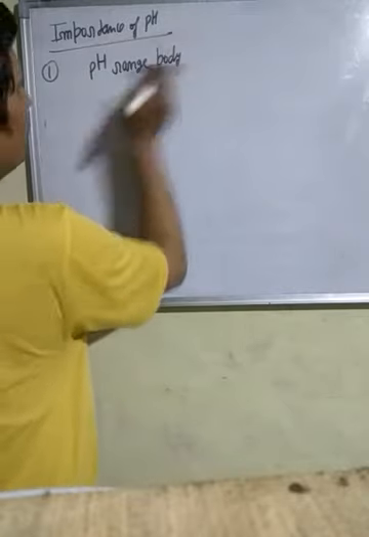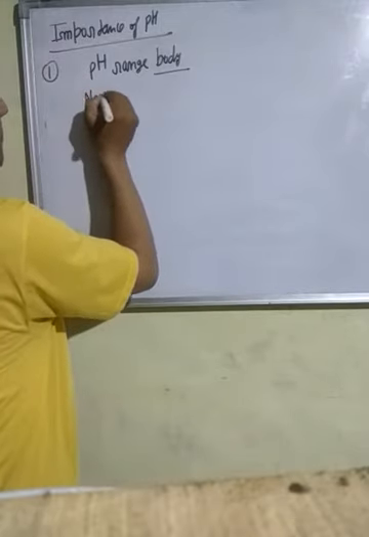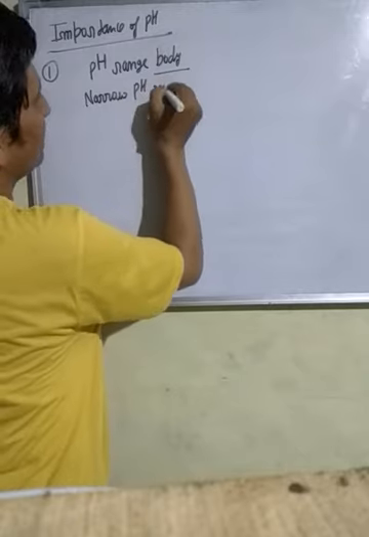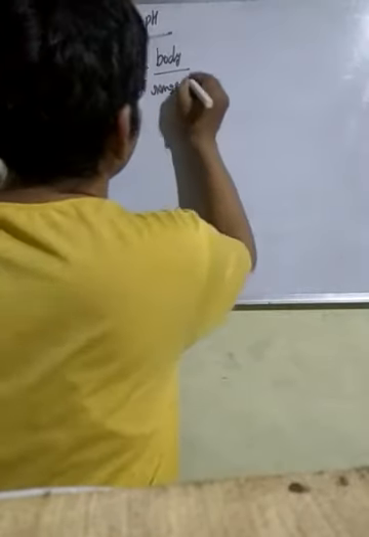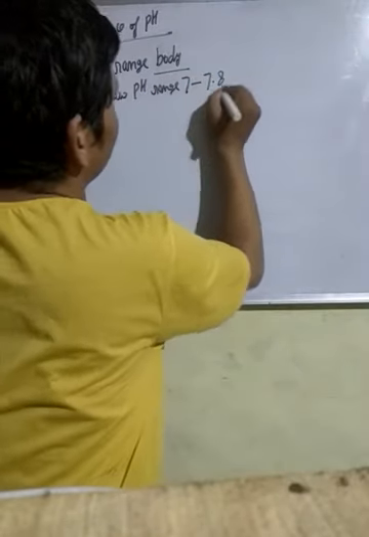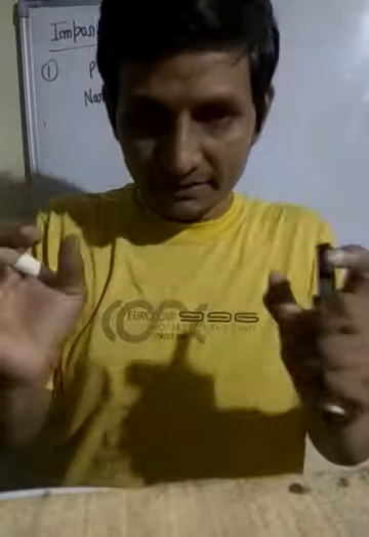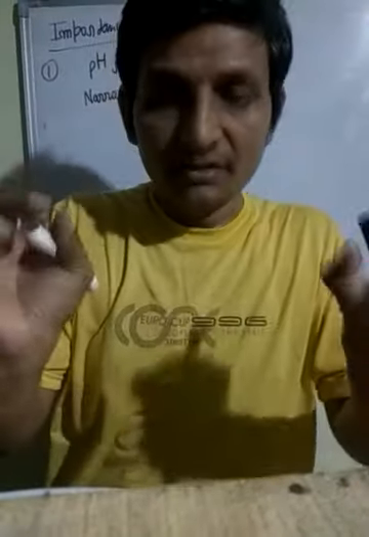Your body works within a narrow pH range. The narrow pH range is 7 to 7.8. You have to learn it. Your body works in a narrow pH range, that is 7 to 7.8.